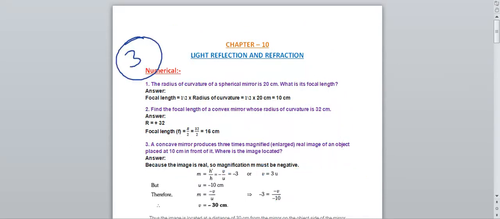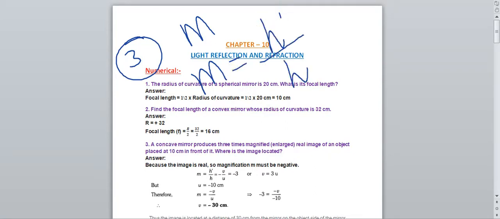The third formula which we will use for mirror is for magnification, and magnification is denoted with m, right? So magnification m = h'/h. What is this h'? h' is the height of the image and h is the height of the object. One more formula for calculating mirror magnification is m = -v/u, where v is the image distance and u is the object distance. So these are the formulas which you will use for mirror.